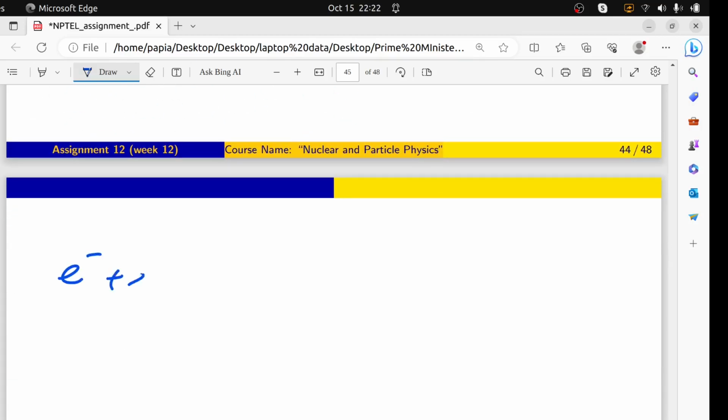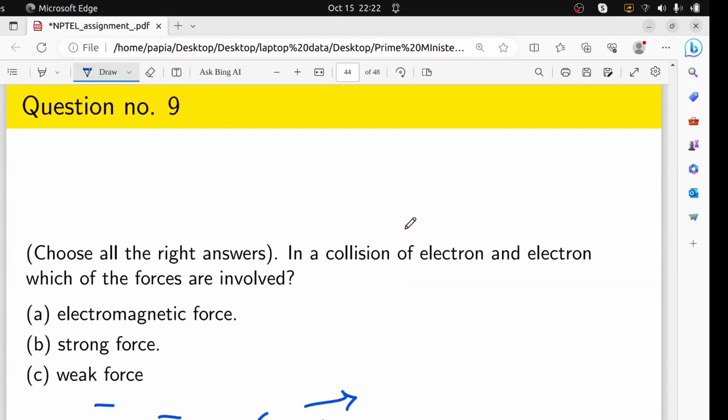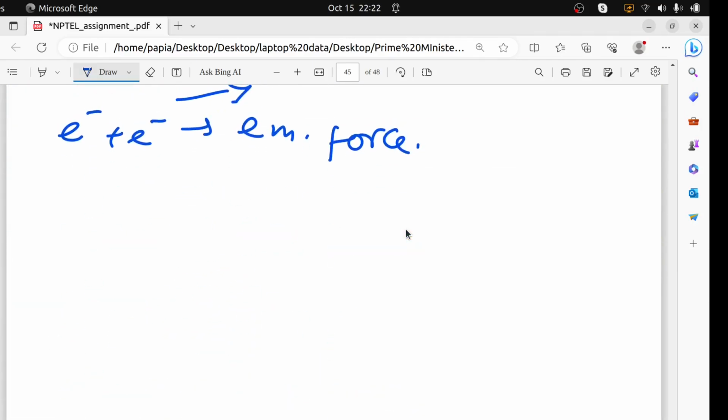e minus, e minus. In that case, electromagnetic force will be involved, because e minus and e minus are both charged particles, and they have electromagnetic charge. So that means electromagnetic force will be involved in this case. Now coming to strong force. Strong force will not be there.